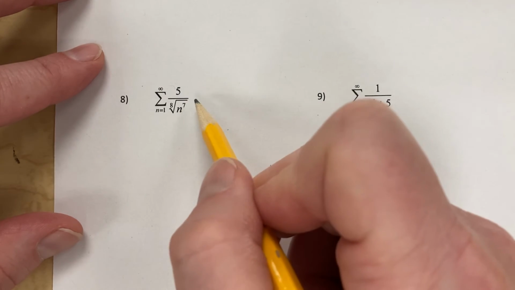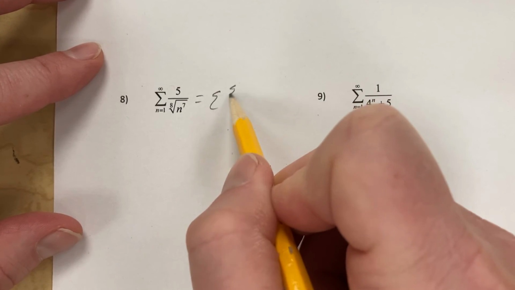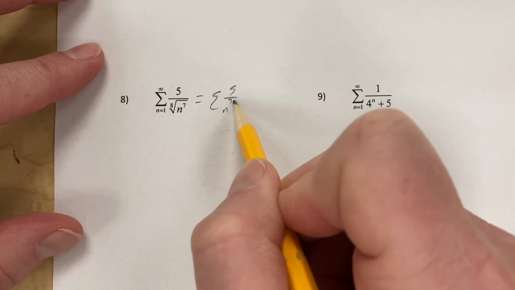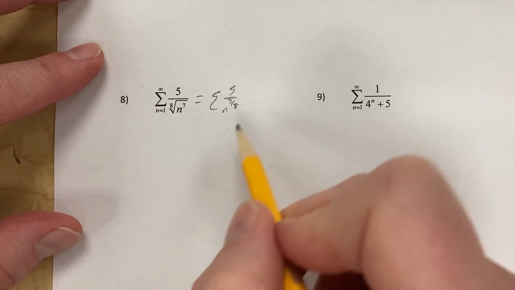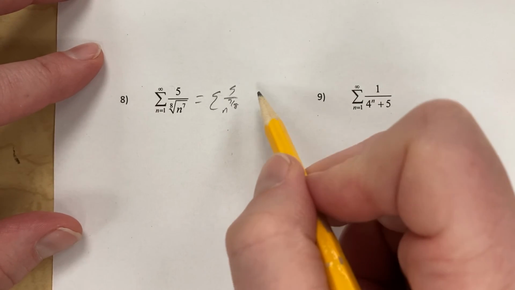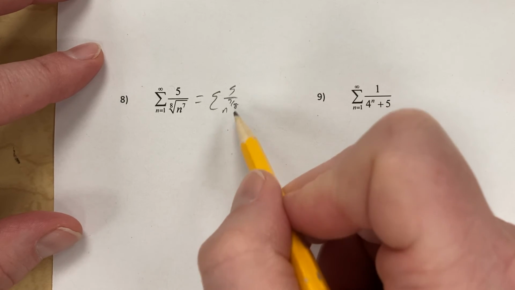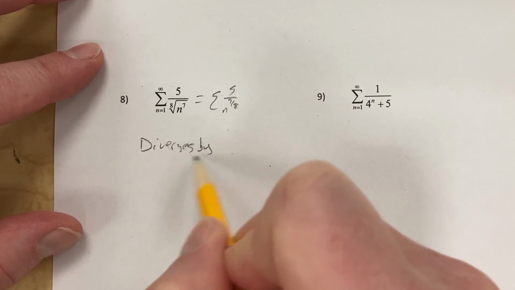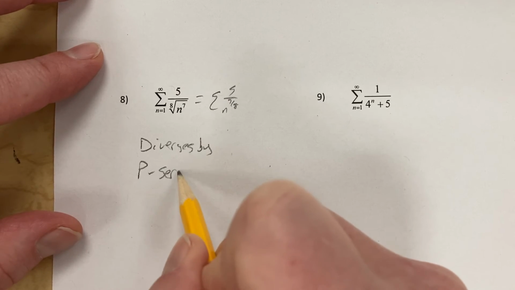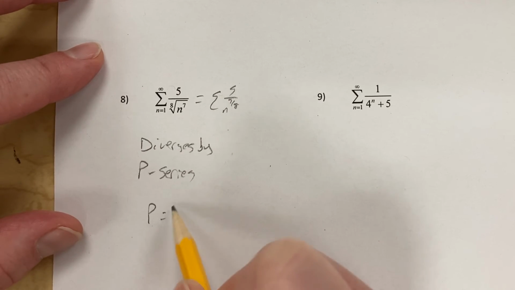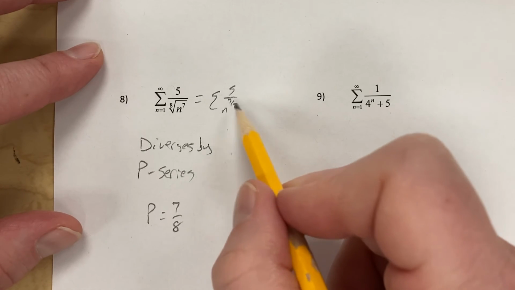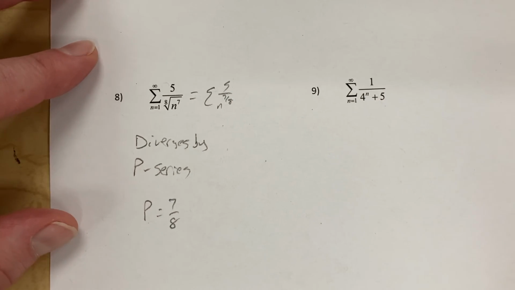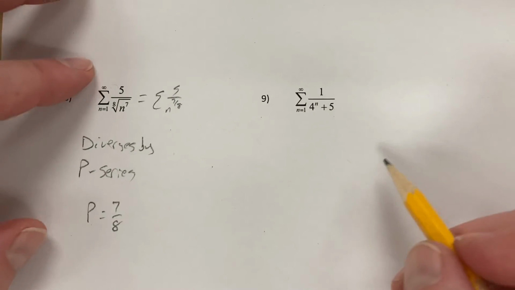Number 8, if I rewrite this, I get 5 over n to the 7/8 power. Okay, and again, right away I see this as a p-series. That p is less than 1, so I know that this diverges by p-series. p equals 7/8. So once I see that exponent there, right away I can go to that.